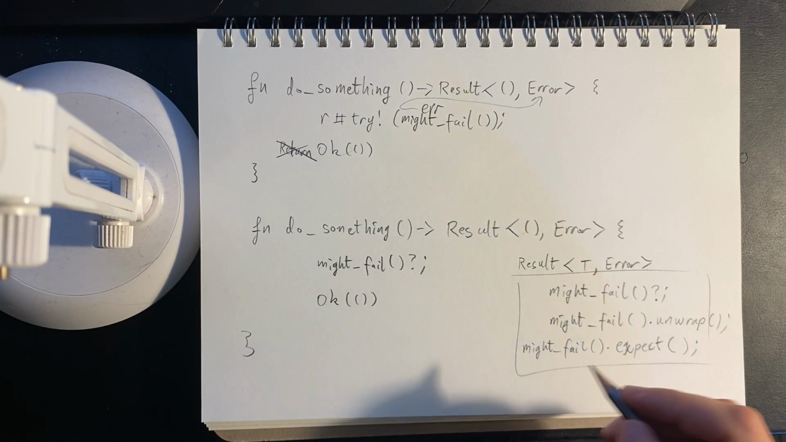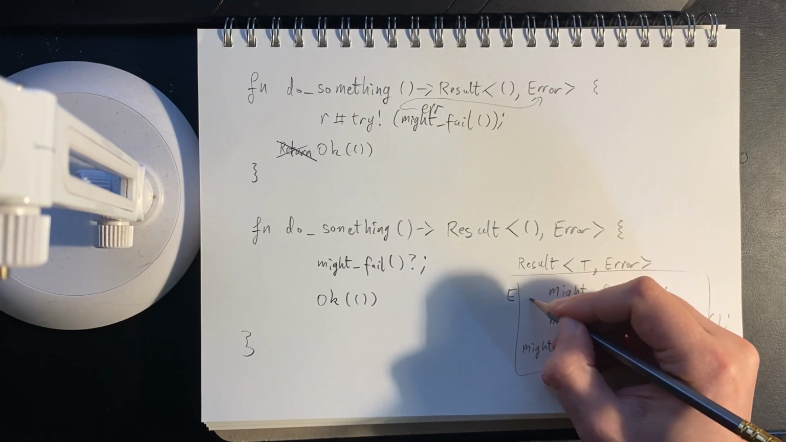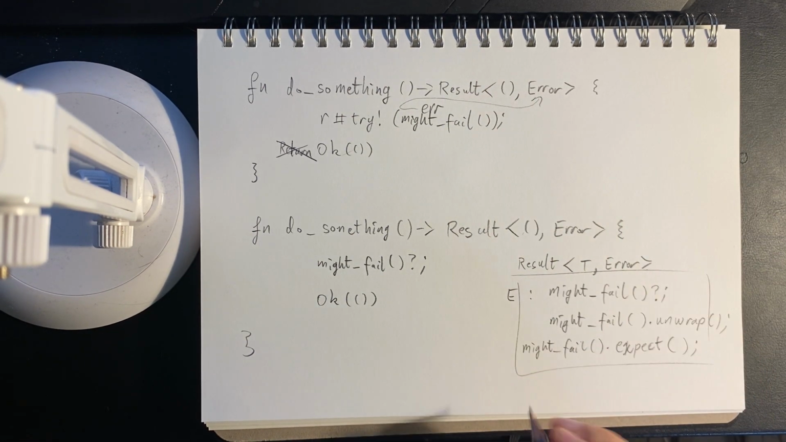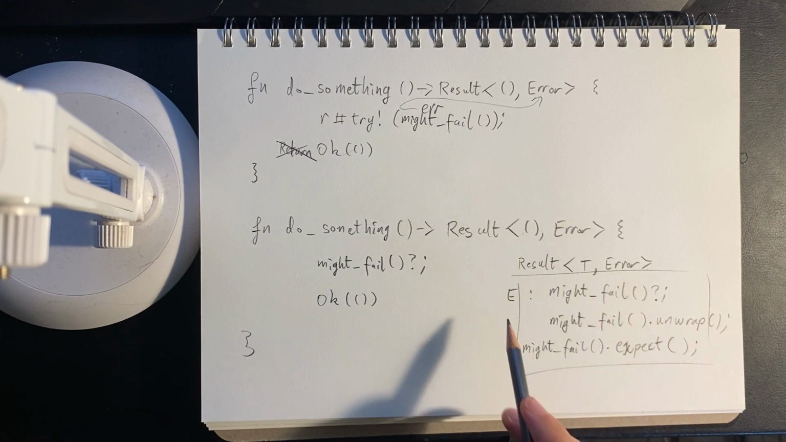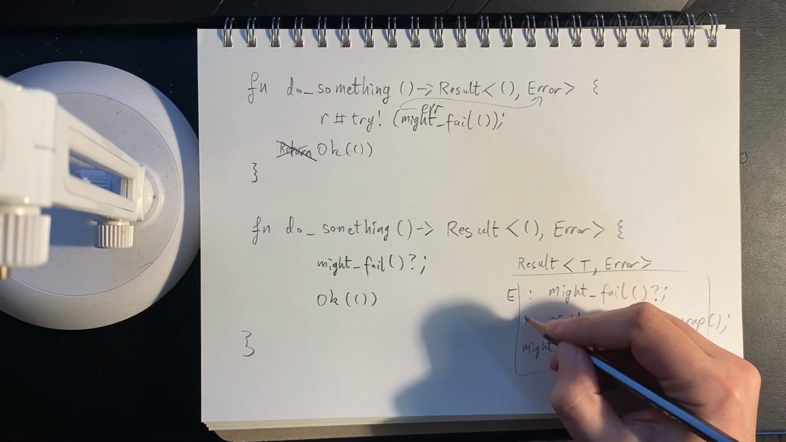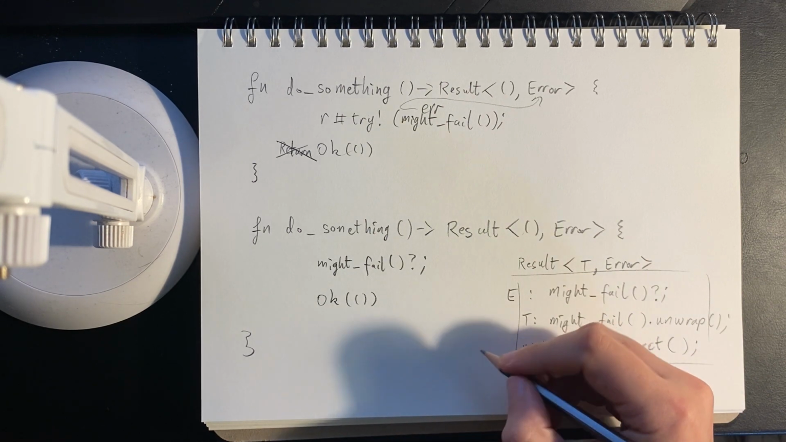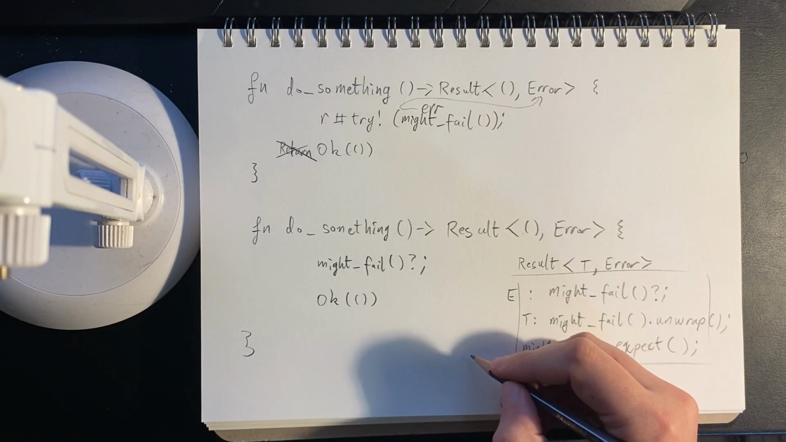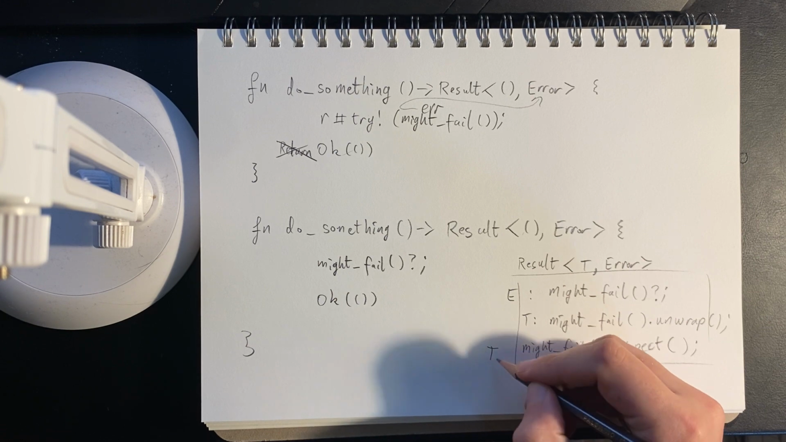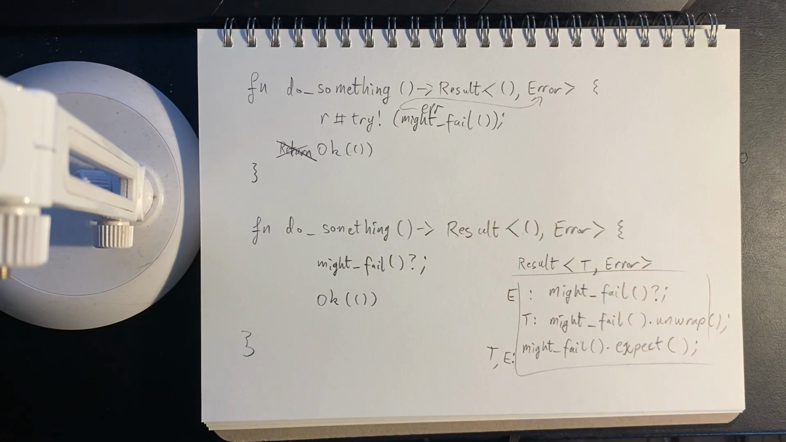So we can think about it like this: if we want to get the error type and nothing else, then we use the question mark. If we want to get the return type, then we unwrap. And if we want to get both, then we expect. If that makes sense, it's just a useful way to think about it. But anyway, let's jump into some code.